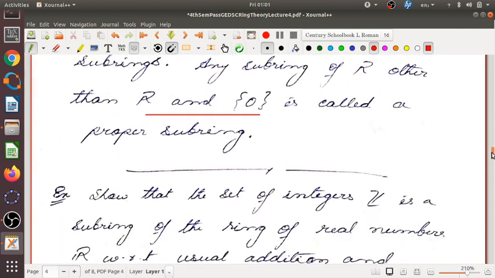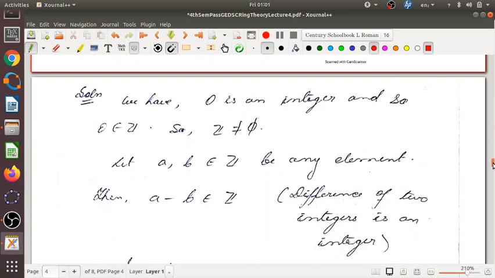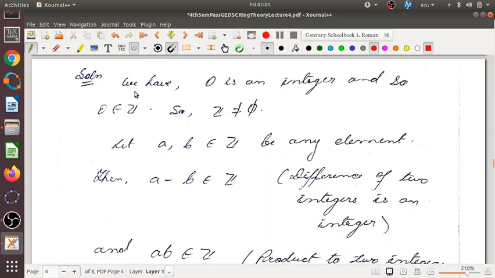So let us show an example. Show that the set of integers is a subring of the ring of real numbers with respect to usual addition and multiplication. This is very simple, I have taken it just to explain the concept. First of all we have to show that Z is non-empty. The set of integers is non-empty because there are so many integers, so we just need to find one. One most obvious integer is 0 itself. So 0 belongs to Z, so Z is non-empty.